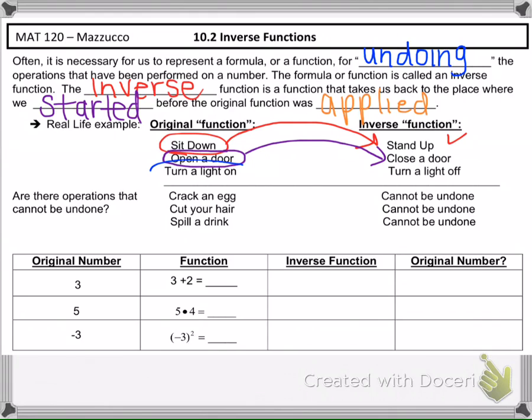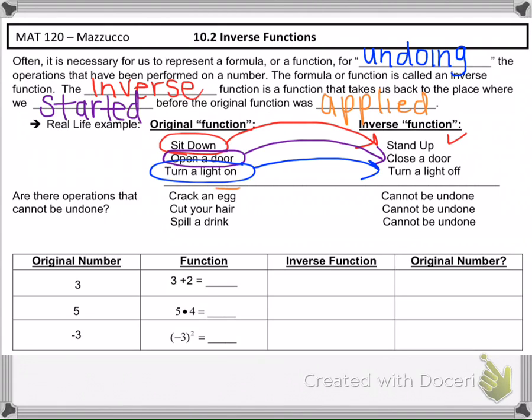Let's say we turn on a light. If we want to get it back to what it was, we would turn it off. So these are all examples of stuff in real life that we can get back to what it was before we performed the function.